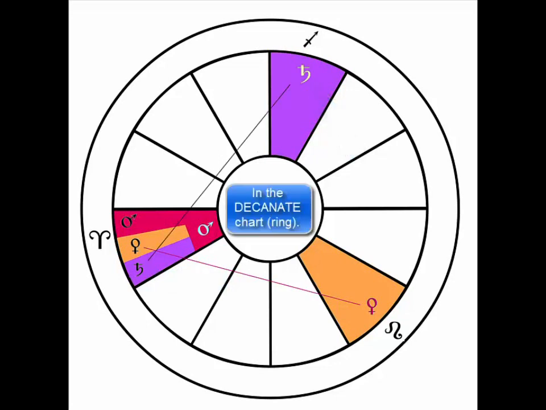In the decanate chart, thus far, we've only discussed a natal chart, which means nothing is moving. But we do know that planets move by transit and progressions. So let's see what happens to a planet as it transits or progresses through the zodiac, and also its decanate twin as it progresses and moves through the decanate chart.